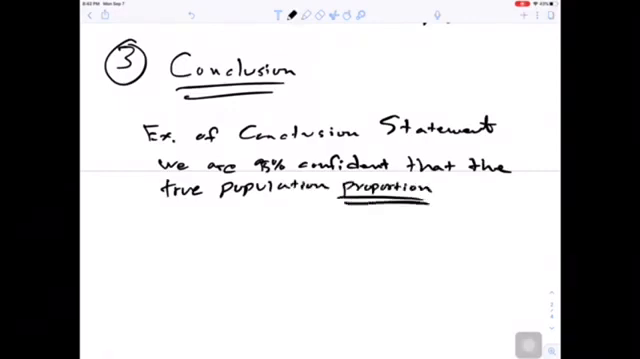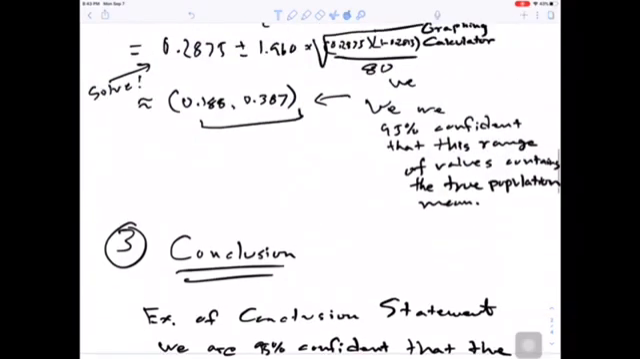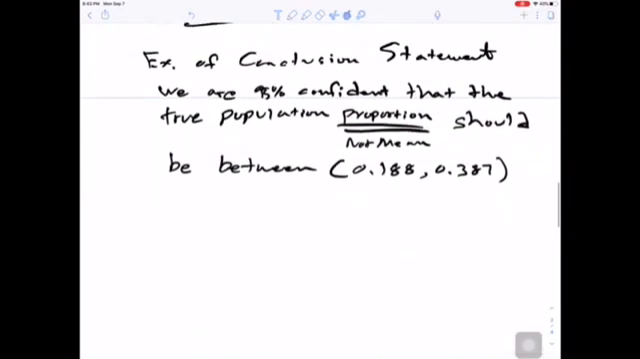So I made a mistake. Above I said that it would be the true population mean, but it's actually the true population proportion, and I'll show you where I made that mistake. Exactly there. It should be proportion instead of mean. Sorry about that. So there we have it. That's our conclusion for this question.